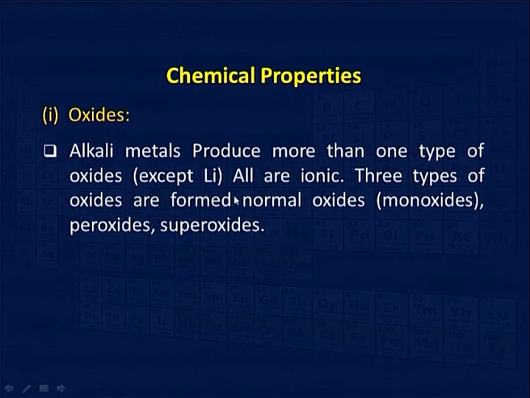Now, apart from this, these metals can also form peroxides and superoxides. In peroxide we have O2 2-negative as the anion, and in superoxide we have O2 negative ion. This is formed only by higher elements, not by lithium, because lithium is too small. You can see that alkali metals produce one type of oxide except lithium, all are ionic. 3 types of oxides are formed: normal oxides, peroxides and superoxides, as I have already mentioned.